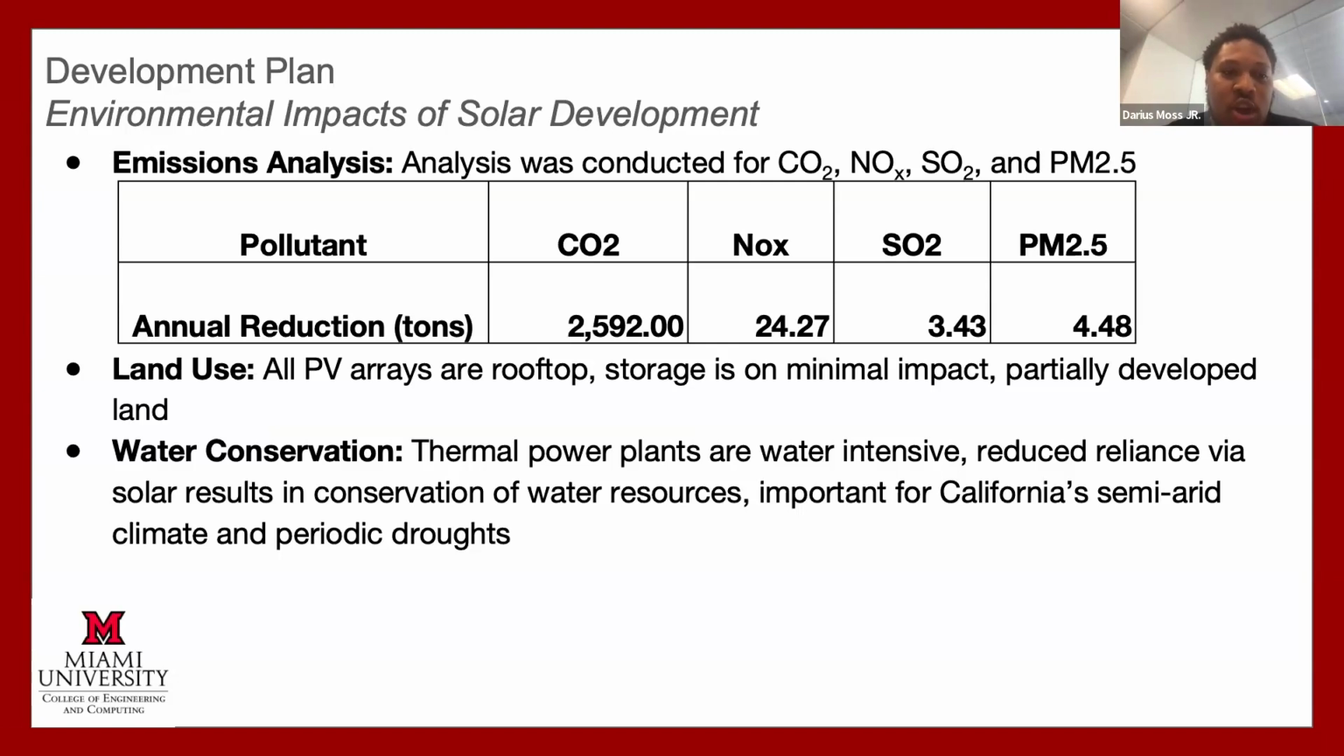And then for land use, we have all of our PV arrays on rooftops, and we wanted the storage to be of minimal impact. And then for water conservation, thermal plants are usually water intensive, so we wanted to reduce our reliance on them, conserving more water resources, which is important for California and its climate periods.